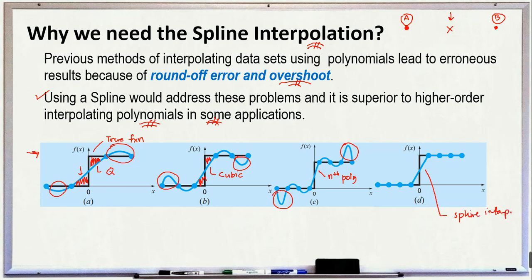Okay, for the spline interpolation, it eliminates the overshoot. So notice, why nalapas, no? Why nalapas? Although there's an error, but relatively small compared sa ato ang interpolating polynomials. So we still need to study and to learn spline interpolation, because not all given functions or not all data can be represented using interpolating polynomials. Okay, understood?